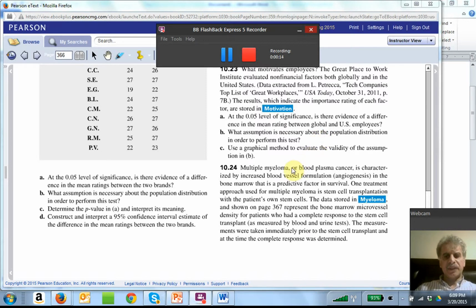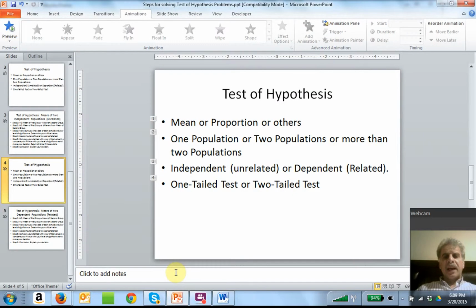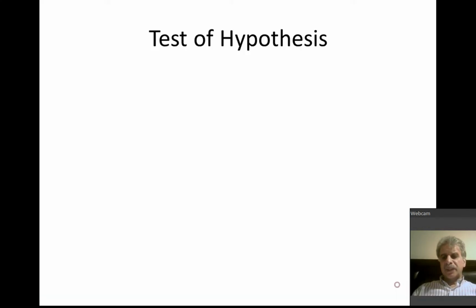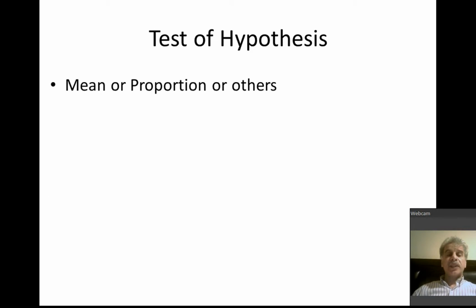In order to do any of these problems, I have to read the problem very, very carefully and see if I could figure out what I need to do. These types of problems deal with test of hypothesis. So in order to do a test of hypothesis, the very first thing I need to do is determine if I'm dealing with the mean of a population or the proportion of a population. When I read this problem, I look for what they're looking for. Clearly, that particular problem is looking for the mean.